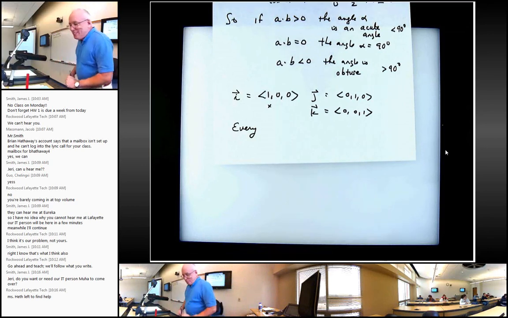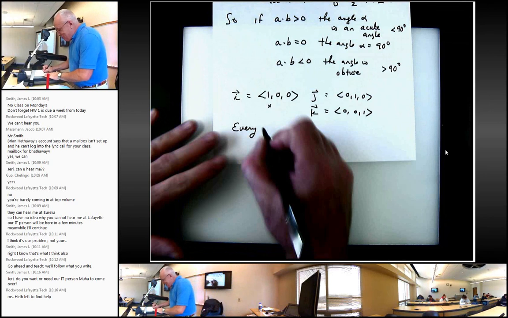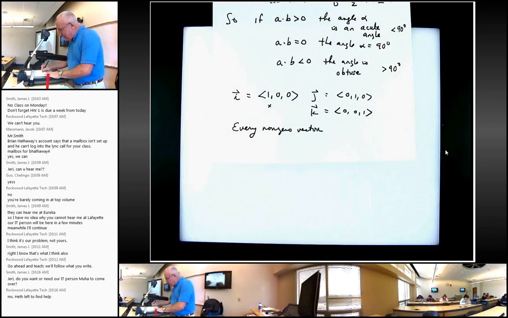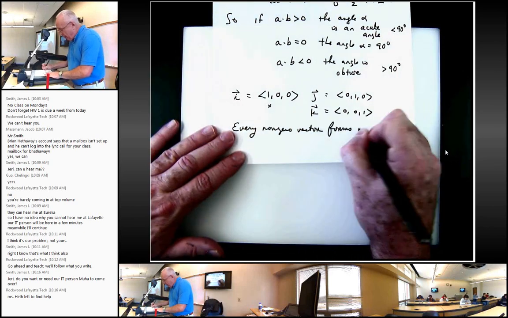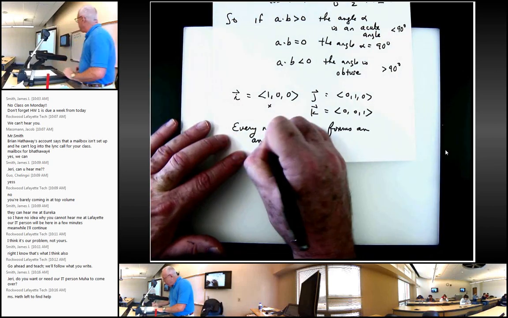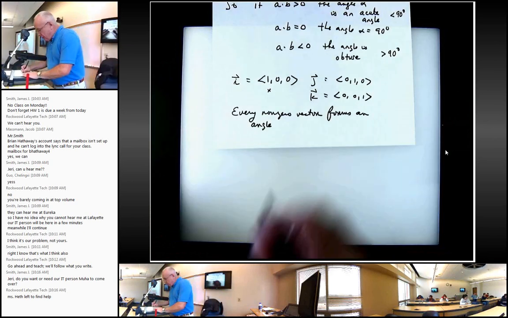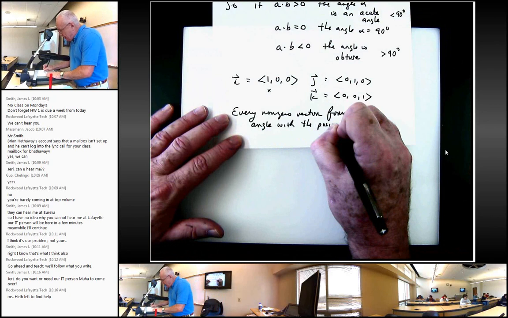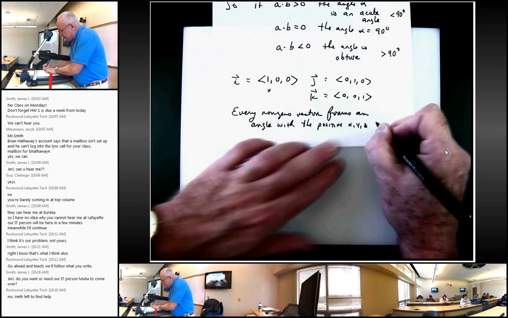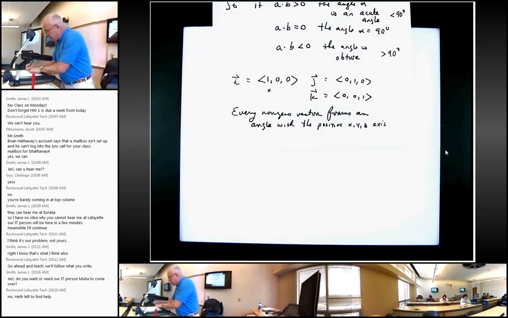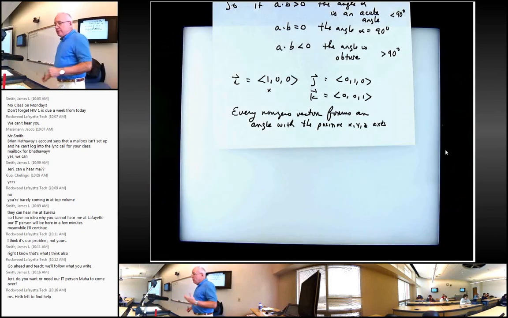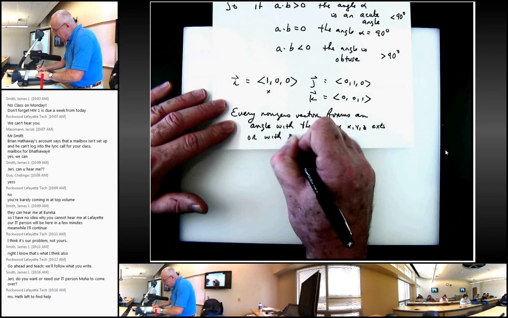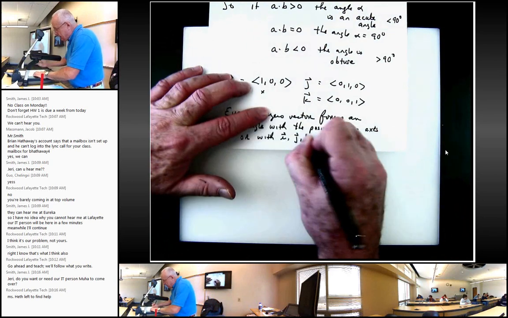All right. So therefore, every non-zero vector can be said to form an angle with the positive x, y, and z axes. Or another way of saying this is with those nice unit vectors i, j, and k. All right.